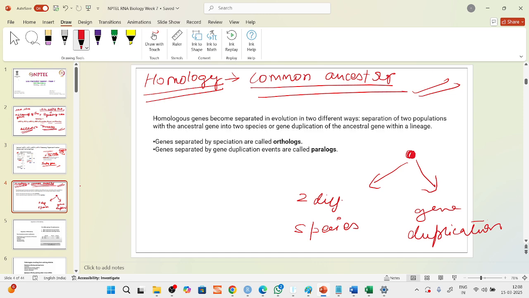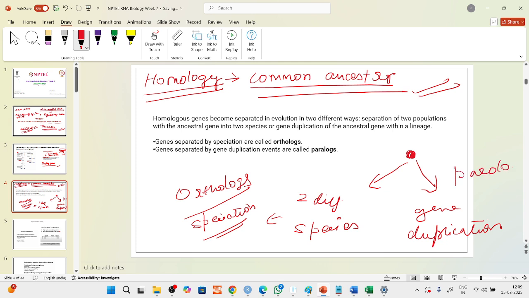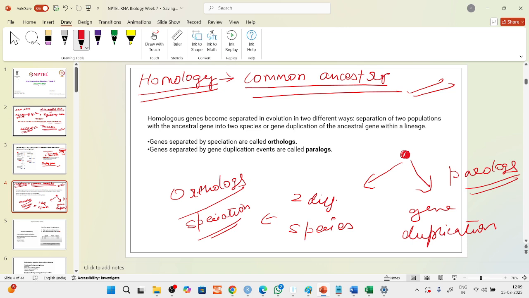When genes are separated and form two different species, in that case speciation is said to have occurred. And here, gene duplication. Genes which are separated by a speciation event and form two different species are known as orthologs. And genes which are separated by gene duplication events are known as paralogs. Orthologous and paralogous are the two branches of homology only. Okay, fine.